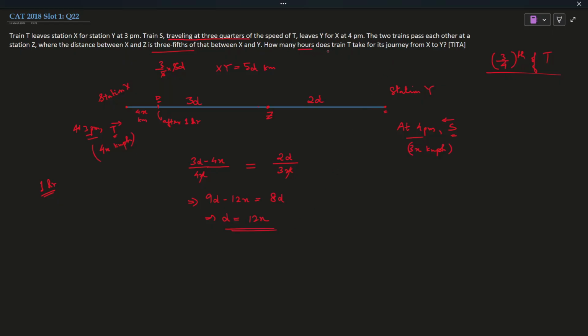I need to find how many hours train T takes for its journey from X to Y. So time will be equal to distance, which is 5d, by the speed, which is 4x, in hours. From here I can say d by x is equal to 12. So 5 by 4 into d by x, which is 12. So 4 into 3 is 12, so this is 15 hours, guys. This is also a type in the answer, so you must enter your answer as 1, 5.